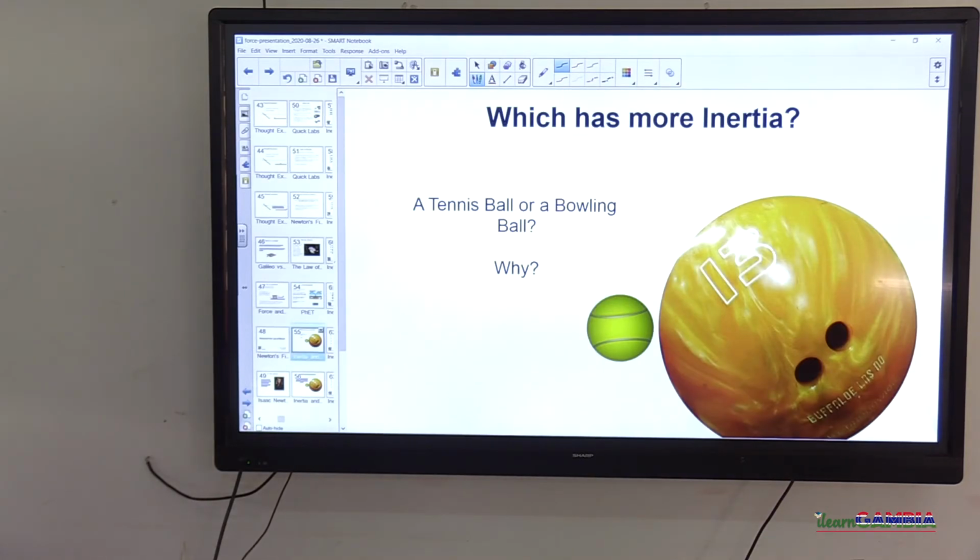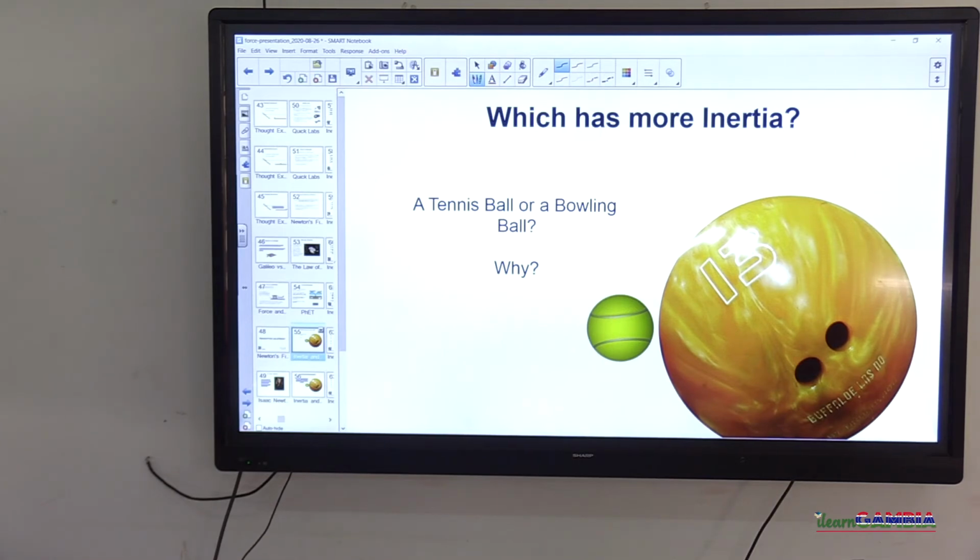Okay, now look at this diagram. You have a situation here of two objects. One is a bowling ball and the other one is a tennis ball. The bowling ball is far bigger than the tennis ball. And the question is, which has more inertia? By definition, inertia is the tendency of a body to oppose motion. That is what inertia is. The reluctance of a body to remain in its position. That is what inertia is.